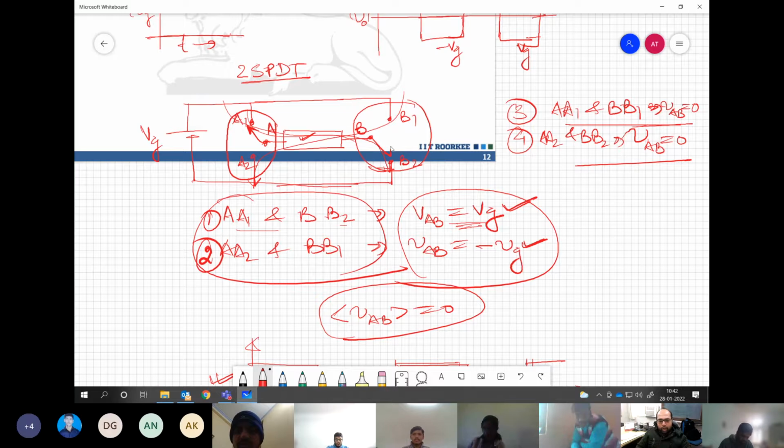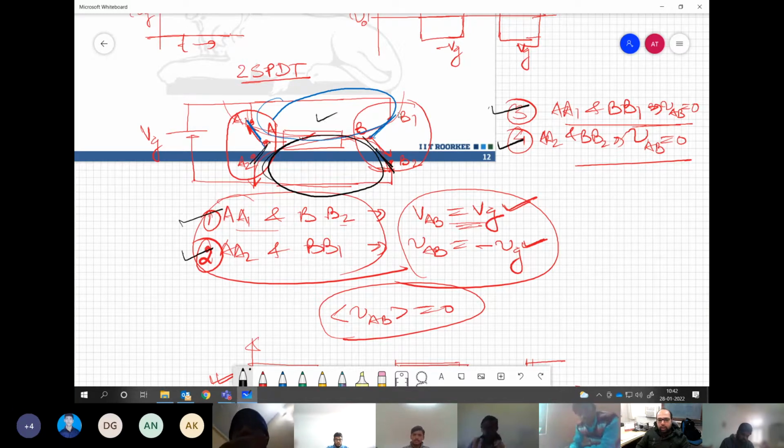And whenever you are shorting both the terminals to the positive, you have the current circulating within the load. Or if you connect to the negative, then also you have current circulating within the load. So zero power transfer during these two states. So four states are possible over here for this double SPDT switch arrangement. You understand my point?